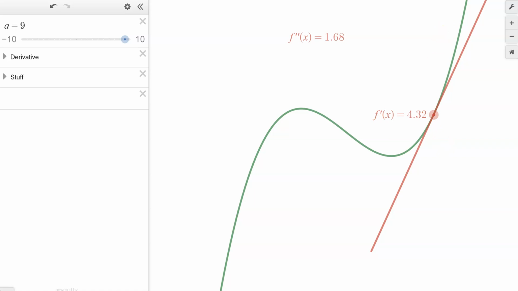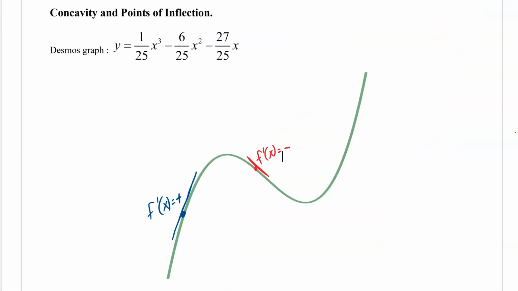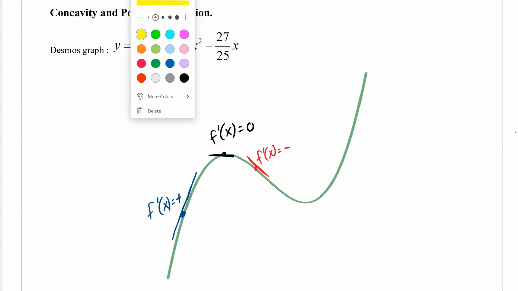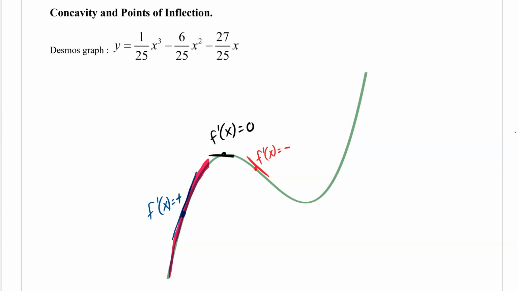So positive slope, function increases. Now what we're going to look at is our second derivative. Our second derivative has to deal with how our derivative is changing. So if our second derivative here is negative, then we get this situation here. We get a concave down.